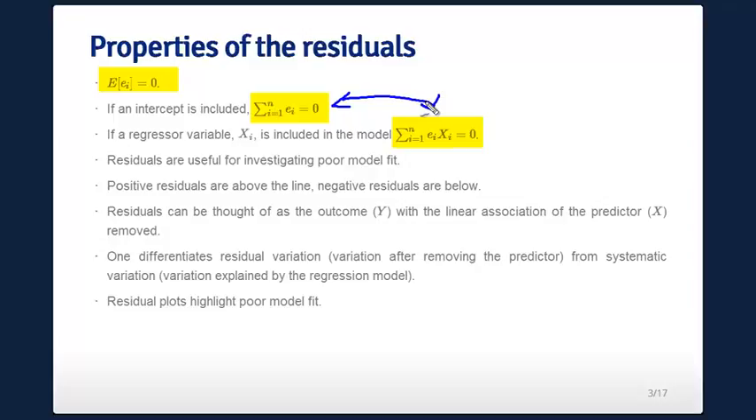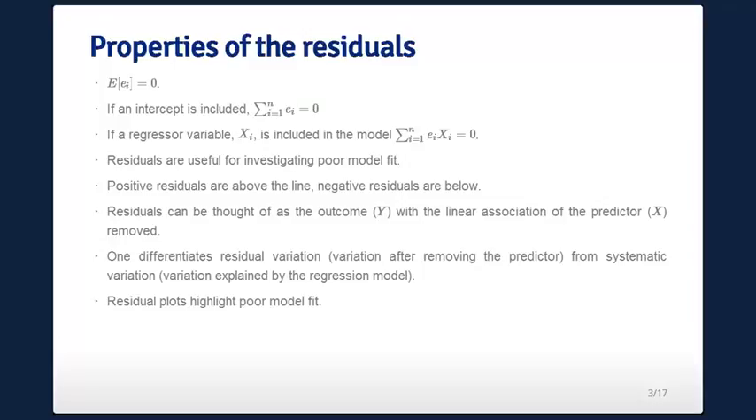So residuals are useful for a lot of things. They're good at investigating poor model fit. They factor into, or they exactly yield, our variance estimate. And so residuals are very important things. So positive residuals are above the line, negative residuals are below.